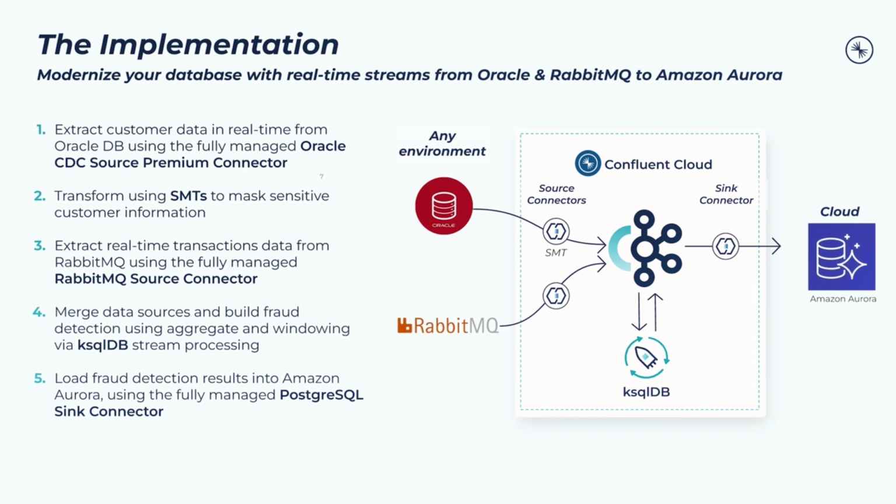Finally, we'll load the results into Aurora Postgres using the fully managed Postgres sync connector, where the team can do further analysis. We're going to do all of that with some sample customer and credit card transactions. At the end of the session, we'll have run through everything you'll need to be prepared for your database modernization journey. And with that, let's take a look at this step by step.